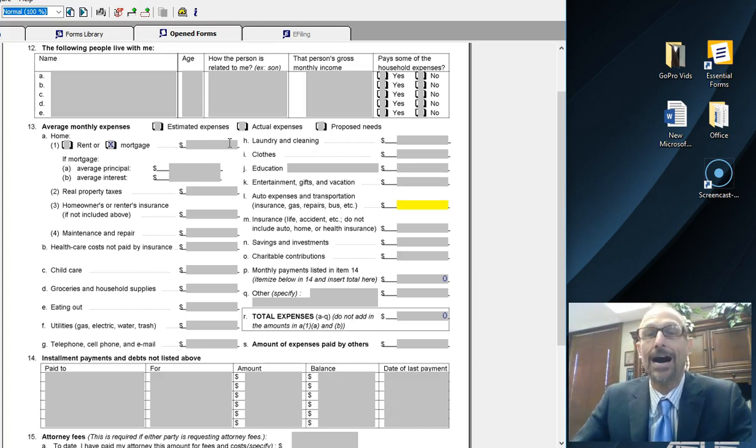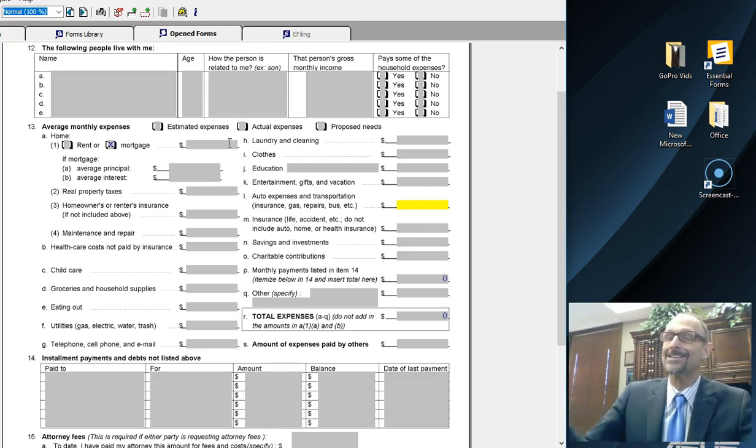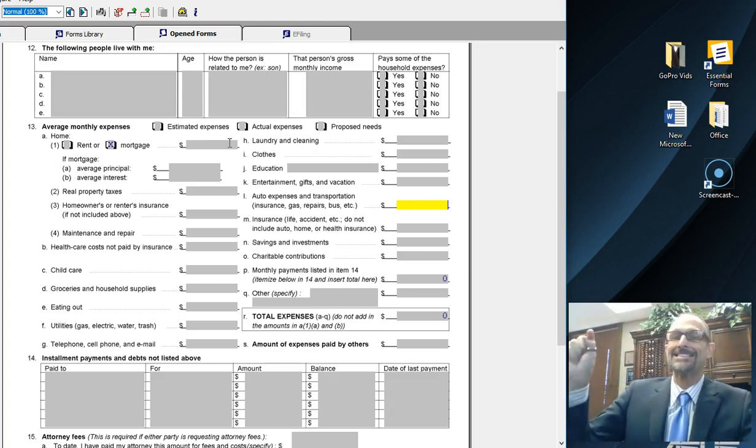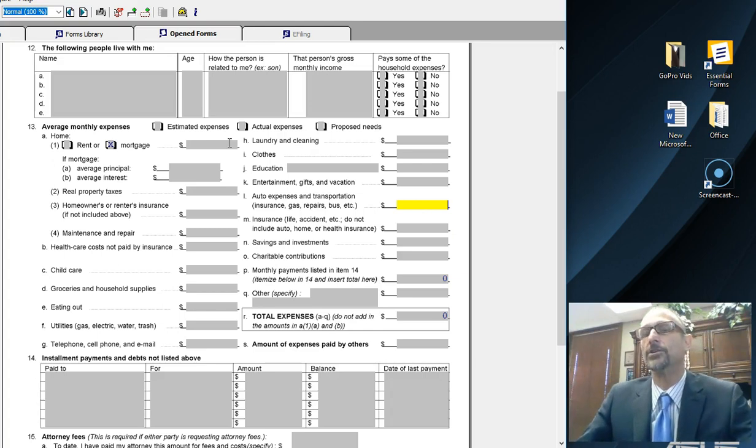All right. I, auto expenses and transportation. This line does include insurance, gas, and repairs. If you travel by bus or you have some other Uber, you can average that and put all that in here. This line does not include a car payment. That goes below.